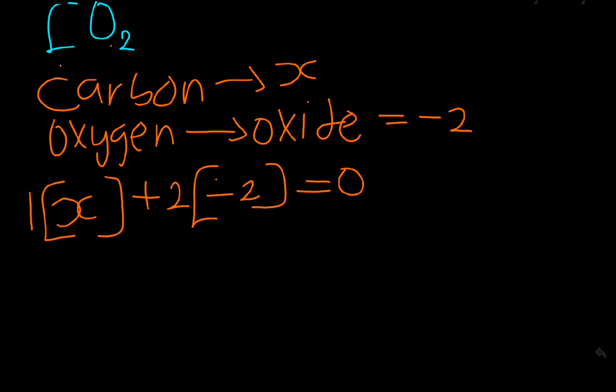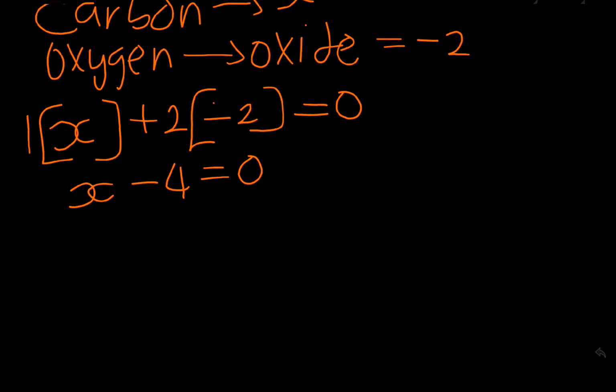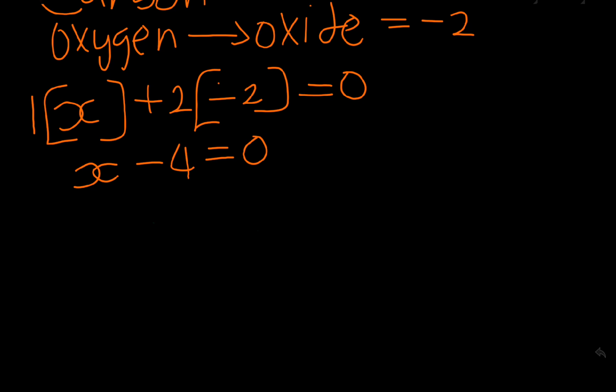So 1 times X is X, plus, then we'll open the bracket, 2 times -2. Punch your calculator, 2 times -2 would arrive at -4. So X plus -4 equals 0.